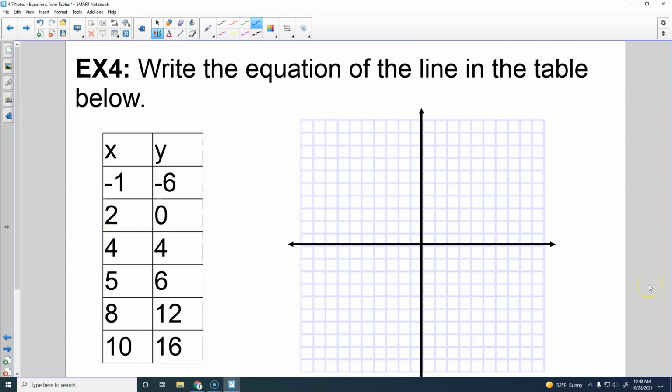So what we're going to have to do here is start with the slope. Okay? Because we can't find the y-intercept. So, let's think about our slope. So, Caroline, to go from negative 6 to 0, what am I doing there? Up 6. Very good. And then, Passion, from 0 to 4. Up 4. Good. Vince, 4 to 6.